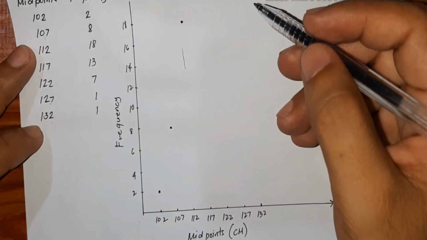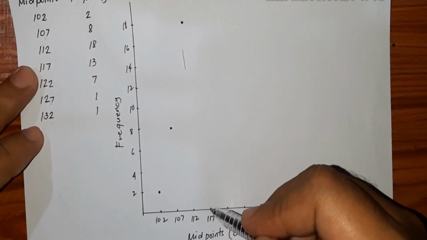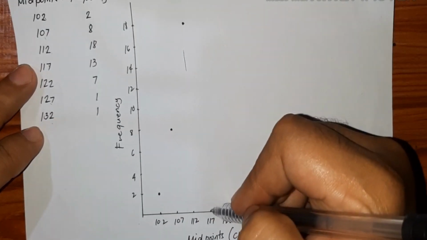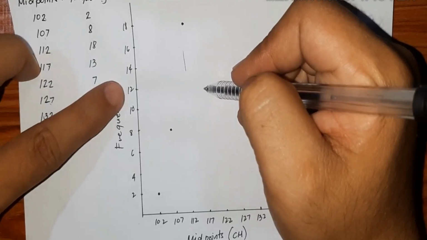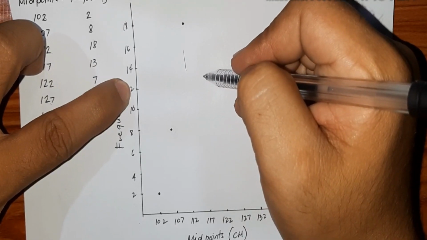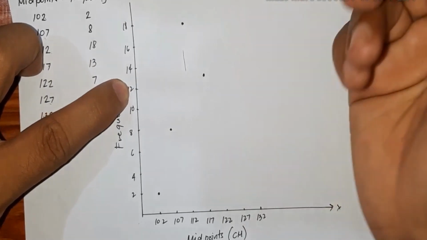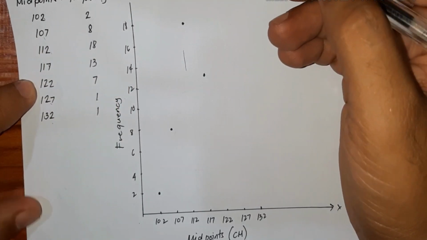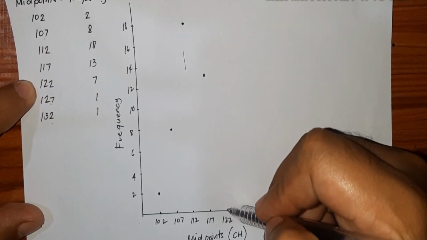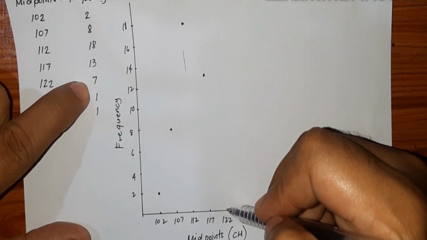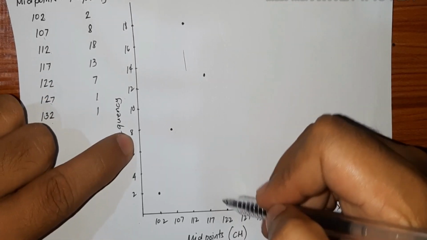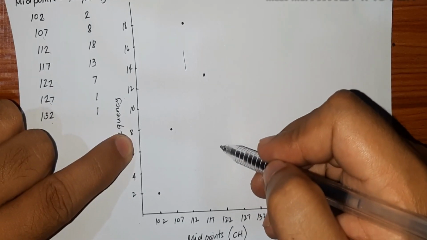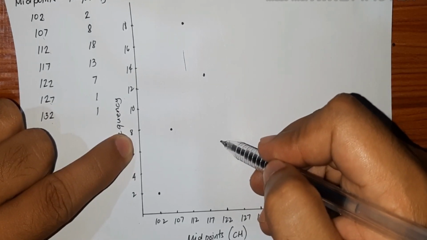Okay, next one, frequency ni 117. So that is 13. Lagpas lang ng gitna. So 13. Okay, next, frequency ni 122. So, ito sa 122, ang frequency niya ay 7. So, 6, angat ng konti, 7.